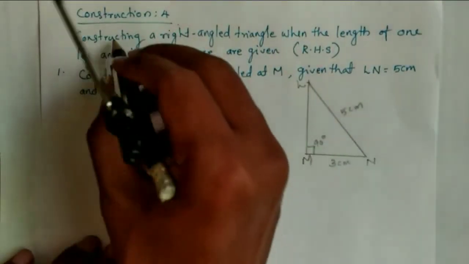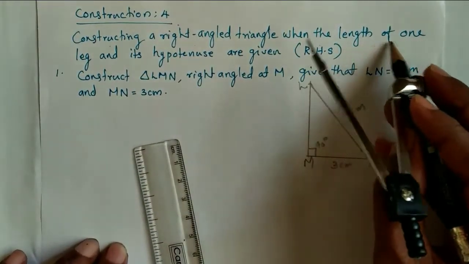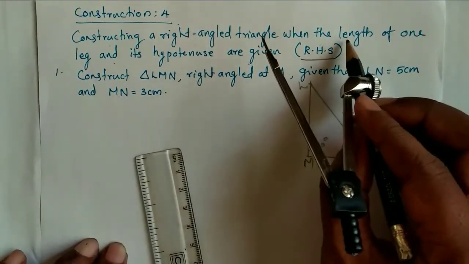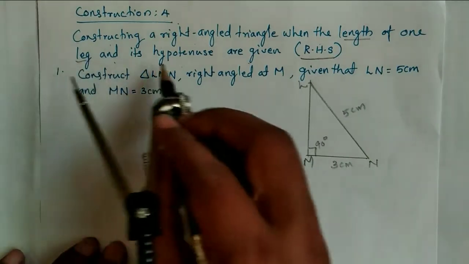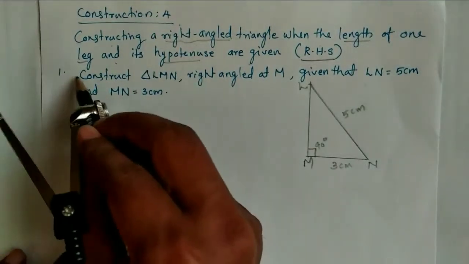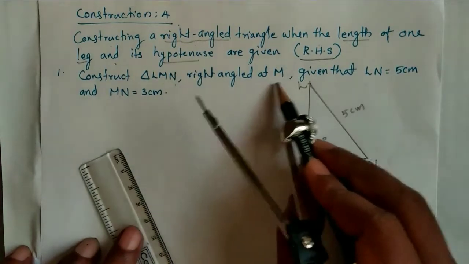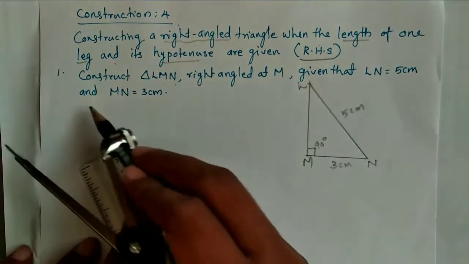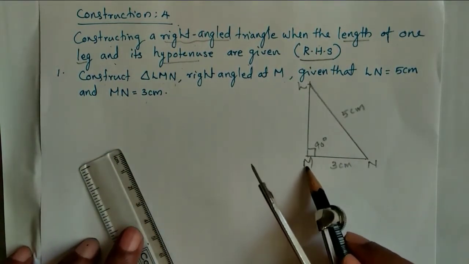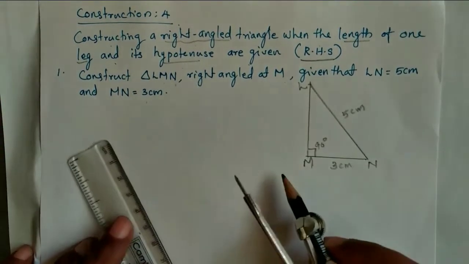Then construction number 4, constructing a right angled triangle when the length of one leg and its hypotenuse are given. That is, right angle means 90 degrees is given, and the hypotenuse and one side. Hypotenuse of the right angle triangle and one leg. Leg means any side of the right angle triangle. So question number 1: construct triangle LMN right angled at M given that LN equal to 5 centimeter and MN equal to 3 centimeter. So here is the rough sketch: MN is 3 centimeter, M is 90 degrees, and LN is 5 centimeter.